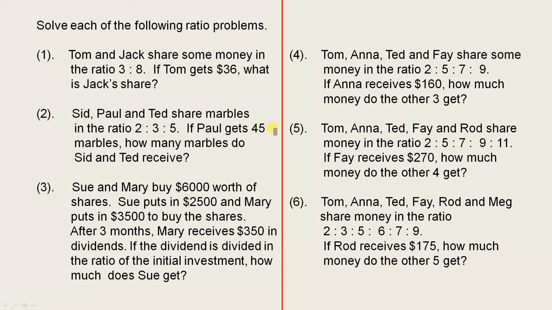Number 2, Sid, Paul and Ted share marbles in the ratio 2:3:5. If Paul gets 45 marbles, how many marbles do Sid and Ted receive?